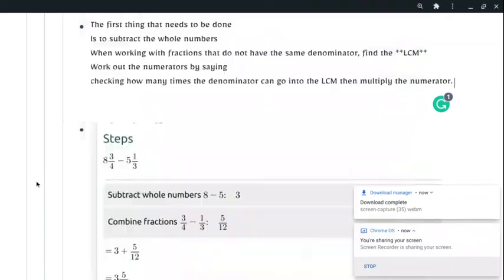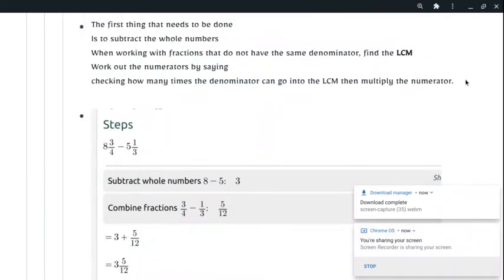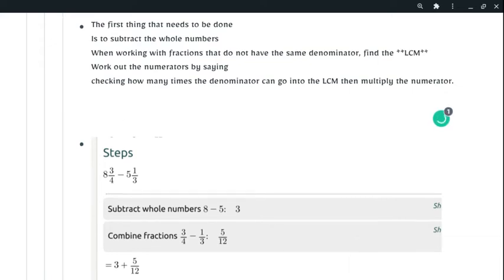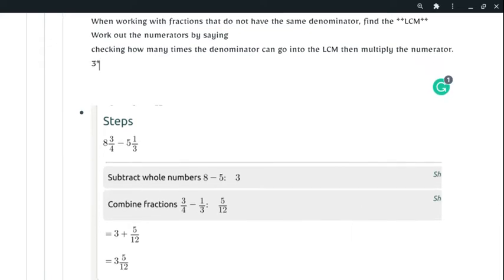Right. Everybody understand? So let's say, for example, 4 goes into 12 3 times. So in essence, you would multiply 3 by 3 to get the new numerator value.